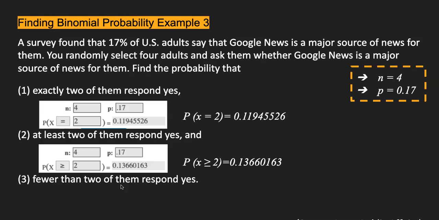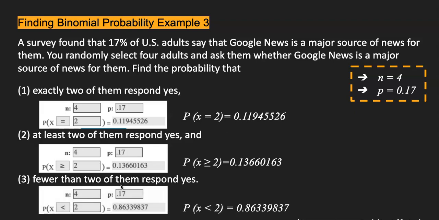All right, how about the last one? How would you set this up? Fewer than 2. That means X is less than 2, right? So you're going to enter the same thing. N is 4, P is 0.17, but X is going to be less than 2. If you accidentally use less than or equal to 2, you will get the wrong answer, okay?